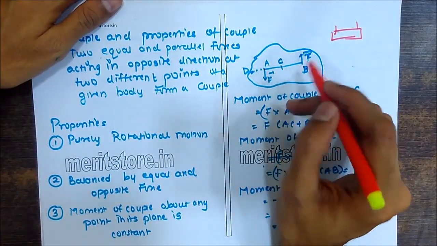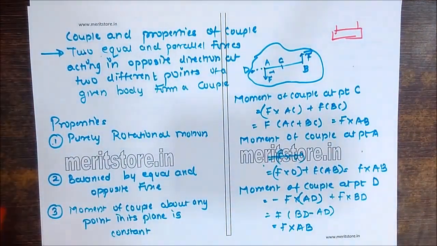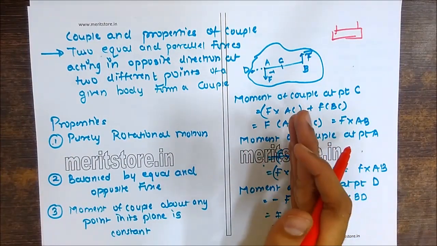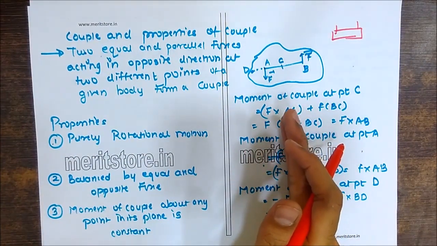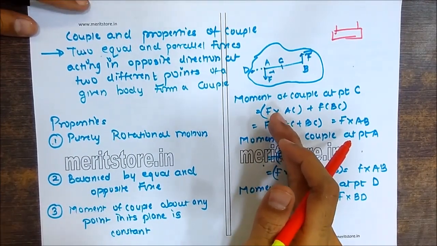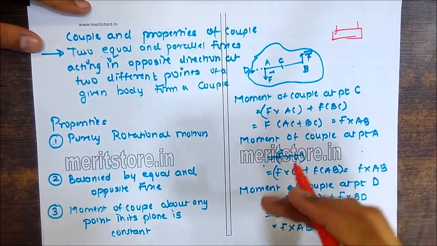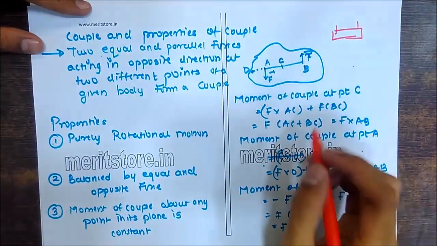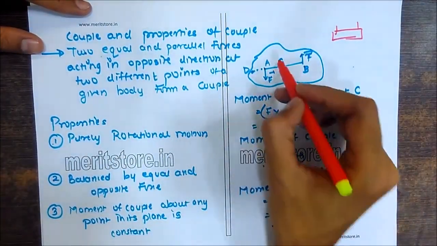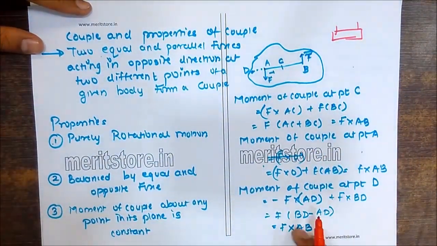The moment of a couple is nothing but the ability of the couple to produce purely rotational motion. That is called the moment of couple. So the ability to produce rotational motion, about any two points on any surface in this plane, is a constant.